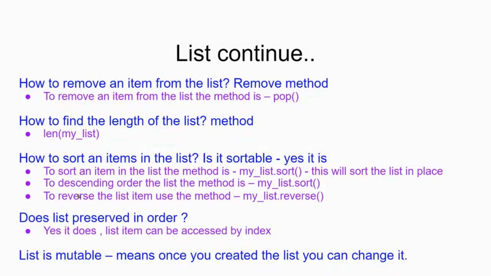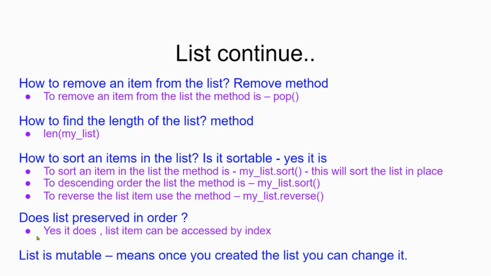And very important, if your list is not organized, you can sort all the items within the list. It is sortable. So the name of the list dot sort method will sort everything in place, and you can do either ascending order or descending order. If you want to do descending, this is my list dot sort, simple, very easy, we'll go through an example. And if you want to reverse the items in the list, my list dot reverse, so very, very nice.